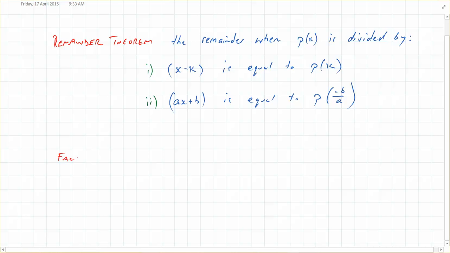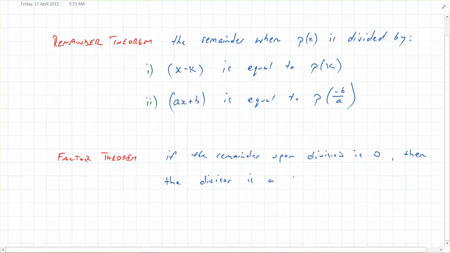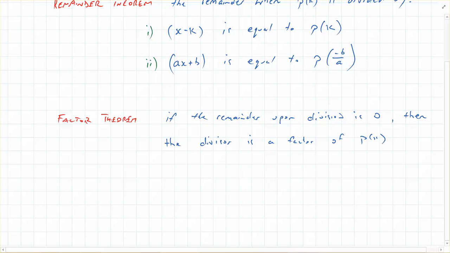So that leads us to the factor theorem, and that says that if the remainder upon division is 0, then the divisor is a factor of p(x).